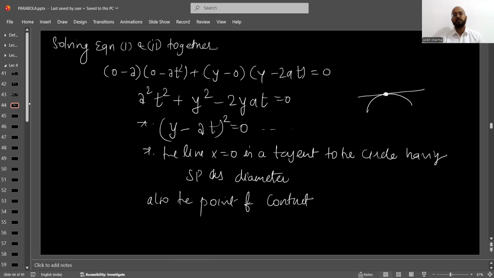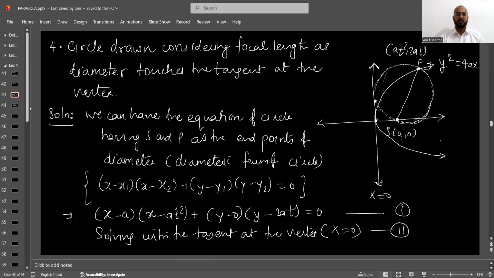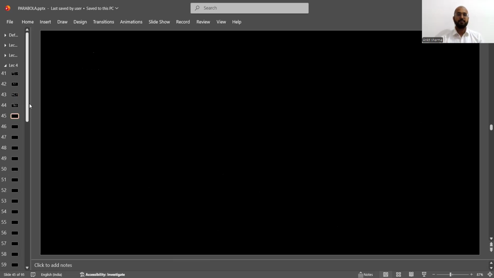We know the point of contact since x is equal to 0 there, so you can just plug in 0, and then y is basically at. So the point of contact is (0, at). So this was again a very important property. In fact, you can derive another similar result. So this is the fourth one. Here I have drawn a circle considering the focal length as diameter. However, if I consider this entire focal chord as diameter, okay.